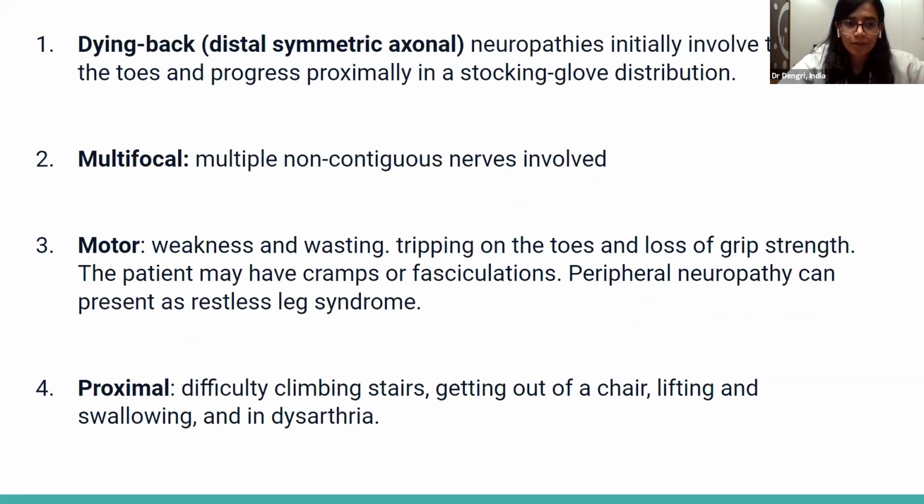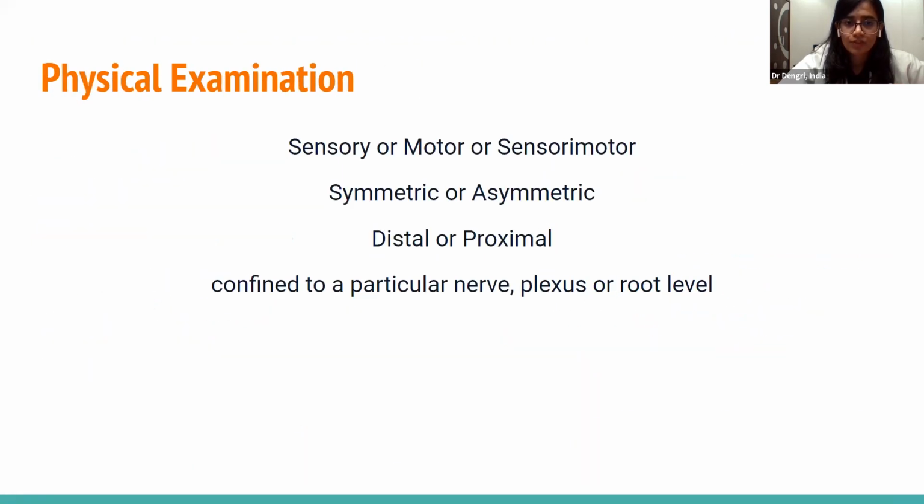After you have a basic idea of what you're thinking, then you go to the physical examination. While performing the physical examination, you should have these questions in your mind. Is it sensory, motor, or sensorimotor? Is it symmetric or asymmetric? Is it distal or proximal? And then you have to see what are the nerves or the nerve roots involved.